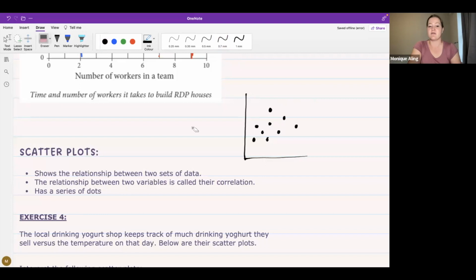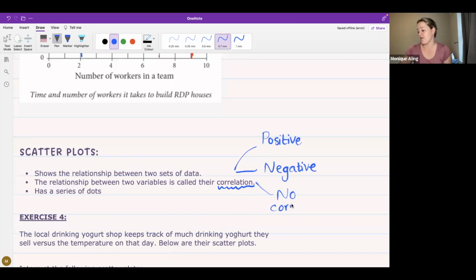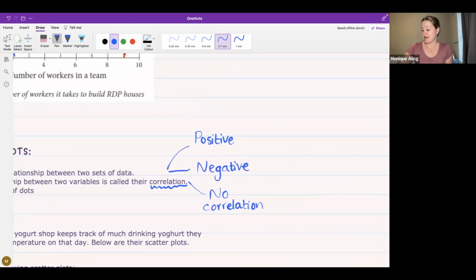Now, does anyone know what correlation means? We get 3 types of correlation specifically with a scatter plot graph. Have you ever heard of the word correlation before? Okay, so when it comes to correlation, we have a positive correlation. We have a negative correlation between our two variables, and we have an option when there is no correlation. So there's no relationship between the two variables. No pattern between them.